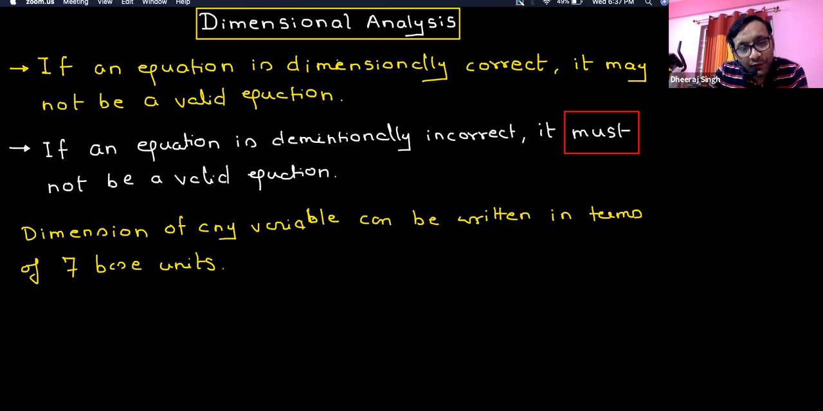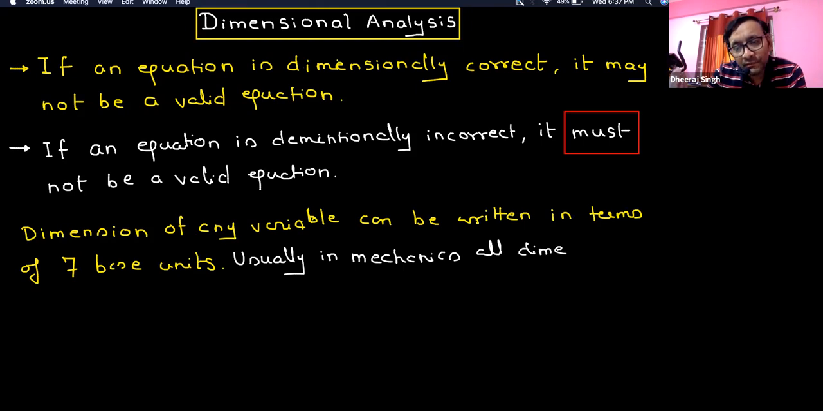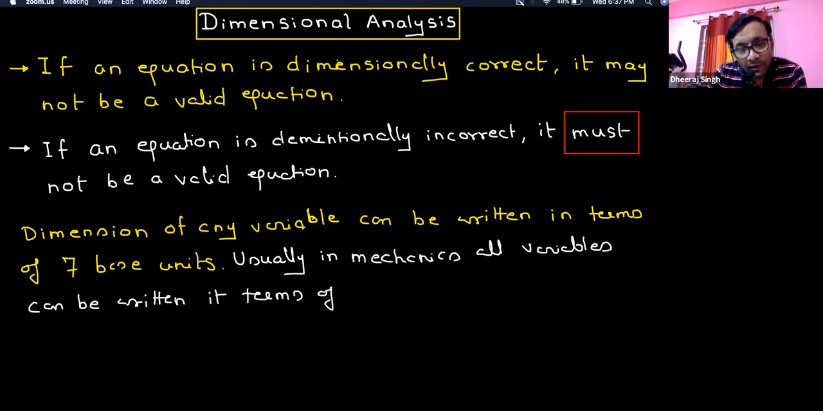And usually in mechanics, all variables can be written in terms of mass, length, and time. You can write all the dimensions in terms of mass, length, and time. Now I'll just give you a few examples. You'll understand what this dimension is.